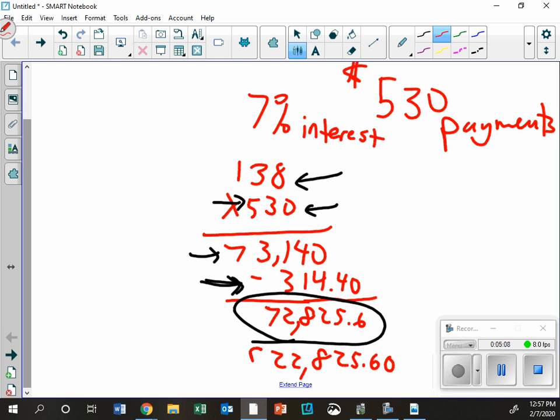$22,825.60. Do you see why there's some guy sitting at a bank that really wants to give you a car loan or a student loan? Because they make money. And it's not wrong for them to make money. I mean, if they weren't willing to lend you the money, then you couldn't go to school or get that car or buy that house. But they're going to make money too.